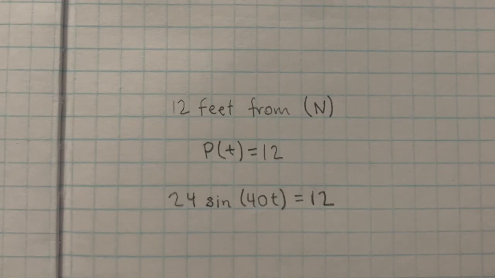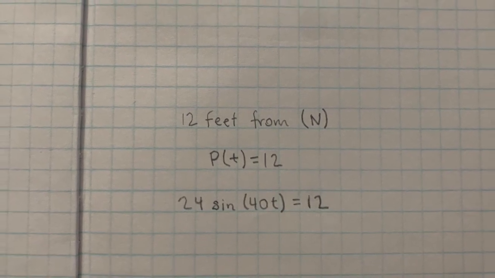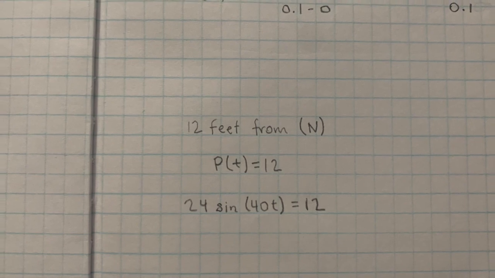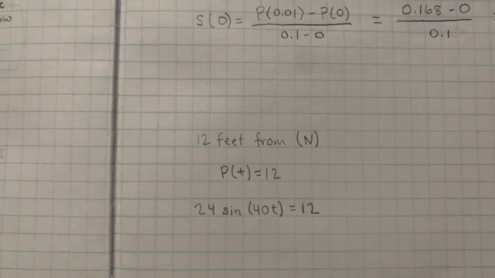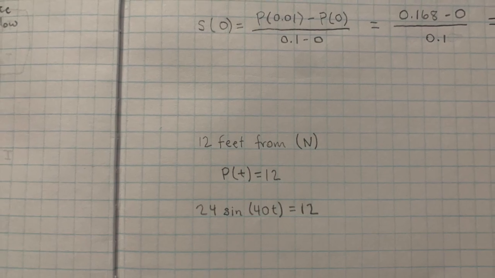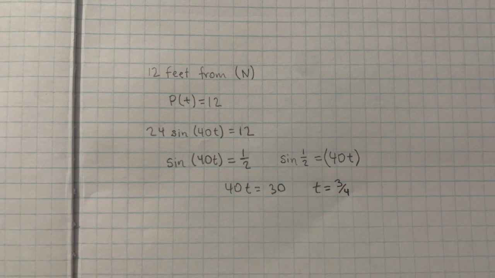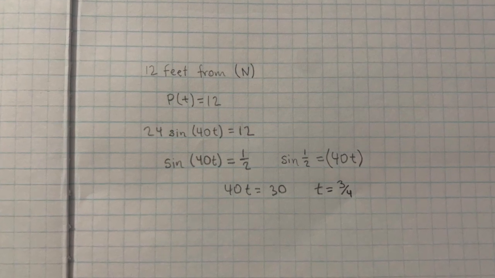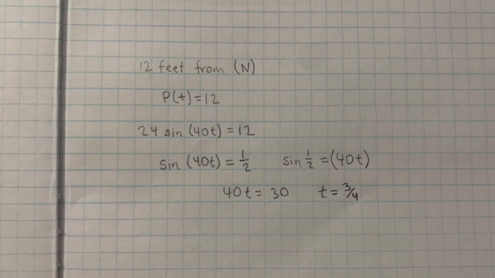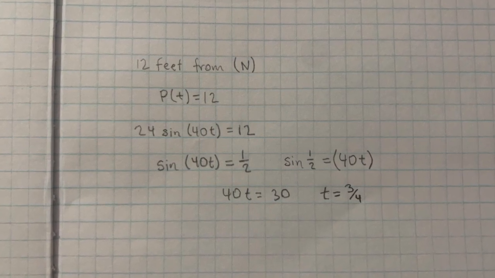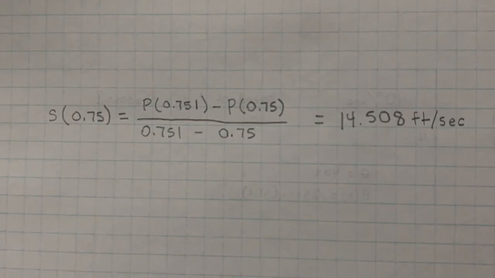The next part of the problem asks us to find the speed of Andy's shadow when it is 12 feet from point N. So we use the equation 24 sine 40t equals 12 to represent the distance of the shadow. This equation can be simplified as we divide both sides by 12 and get sine of 40t equals 1/2. The inverse sine of 1/2 is 30, so 40t equals 30. And when we divide both sides by 40, we get t is equal to 3/4.